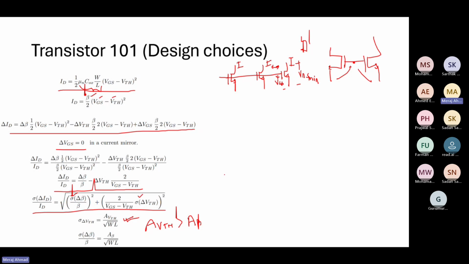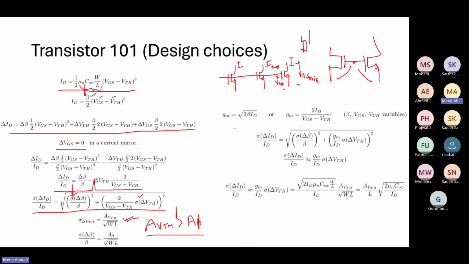So the key takeaway is always try to bias the VGS as high as possible so that your mismatch will reduce. This is one of the takeaways. Now, just as we said that VTH is higher, can we simplify it further? We know that this 2 by VGS minus VTH can be written as GM over ID, and this variation can be simplified.